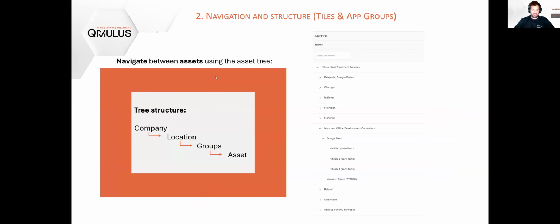We navigate between assets using an asset tree, so a hierarchical view of your company. You can see a good example on the right. You will see that later on as well.